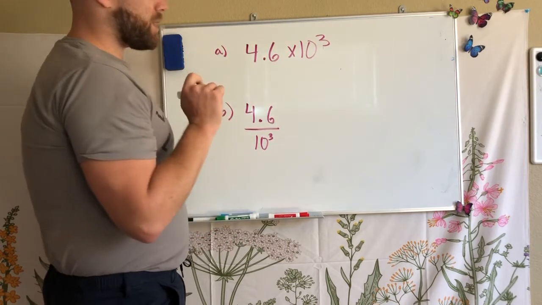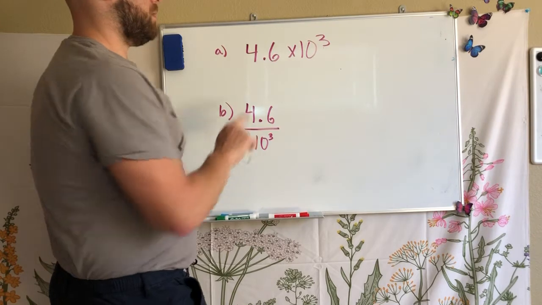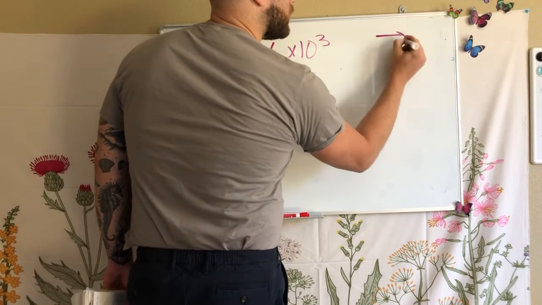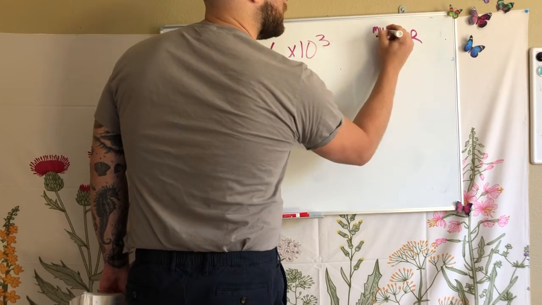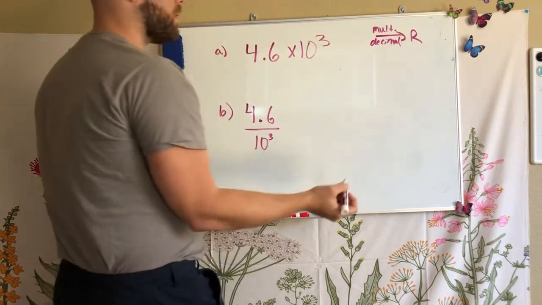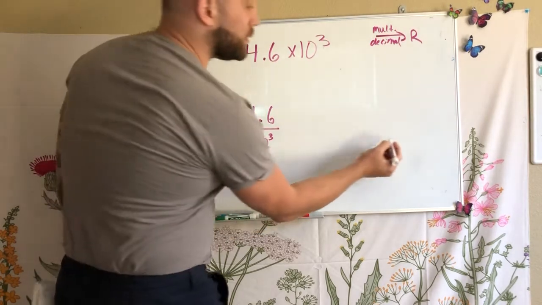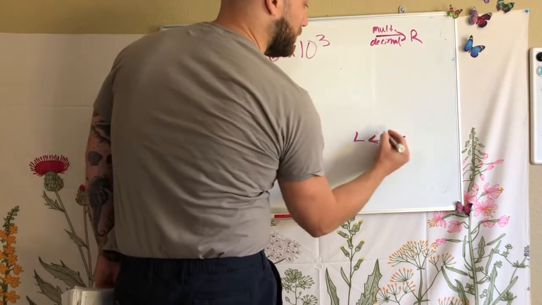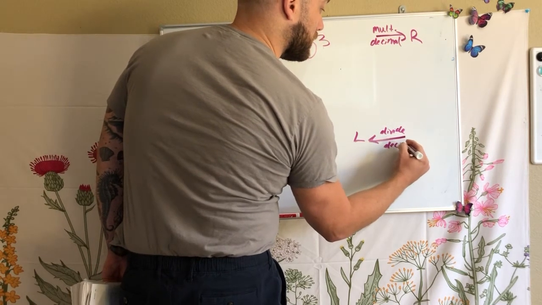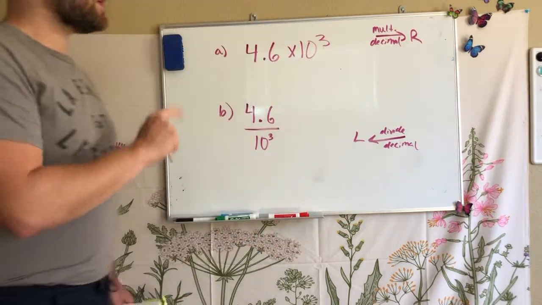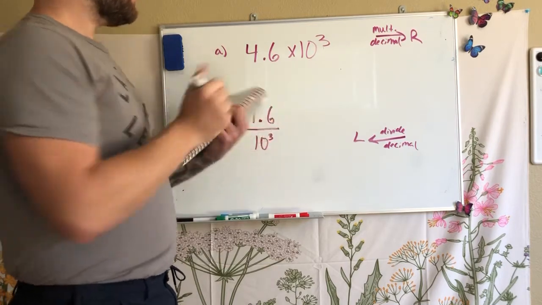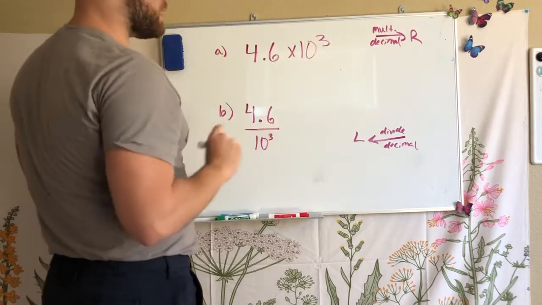So, here's the trick though. When you're multiplying a decimal by this exponent, you move the decimal to the right. When you're dividing, you're moving it to the left. So you're going to get 2 different answers from these equations. Here you multiply, here you divide.